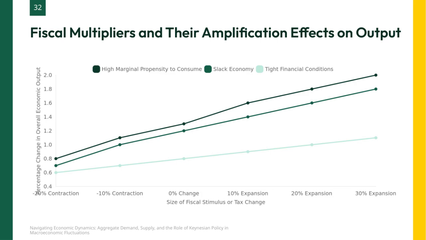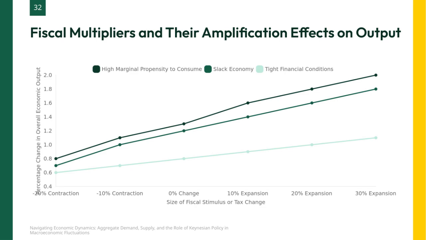The chart illustrates three scenarios: a high marginal propensity to consume, a slack economy, and tight financial conditions. Starting from the left, when the fiscal stimulus is negative, meaning a contraction, the overall economic output decreases as expected, but the magnitude depends on the context. For instance, with a high marginal propensity to consume, output contracts less sharply compared to tight financial conditions. As we move to positive fiscal stimulus, or expansion, the amplification effects become more pronounced.